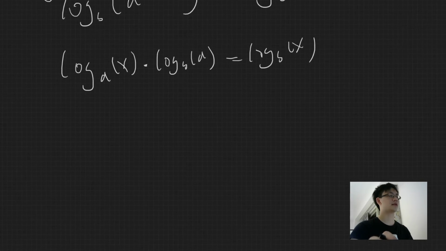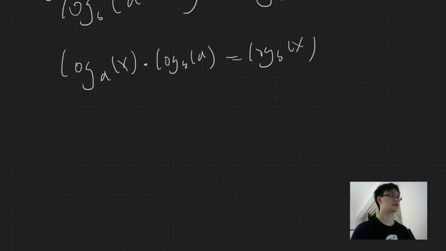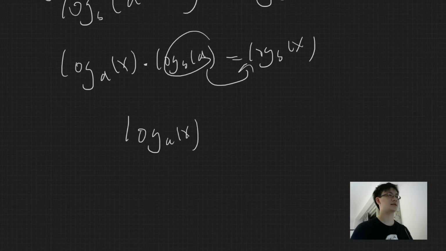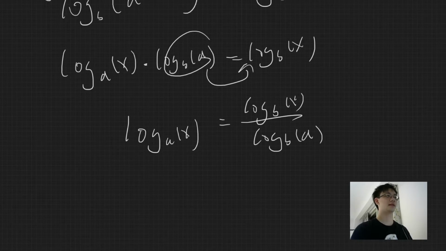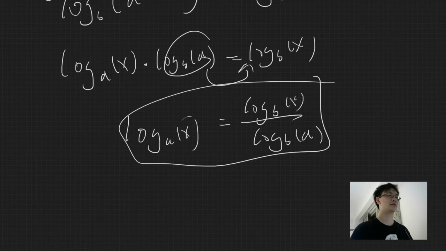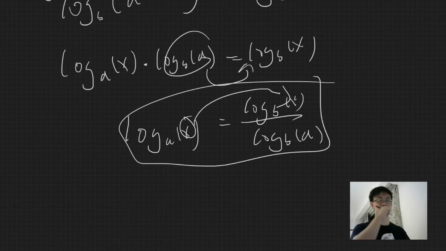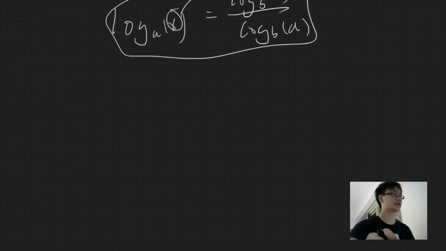So now I want to know what log base a of x equals. I just isolate log base a of x by moving this to the other side. So log base b of x over log base b of a. Okay, so that's my change of base formula. Remember, what's inside goes on the top.